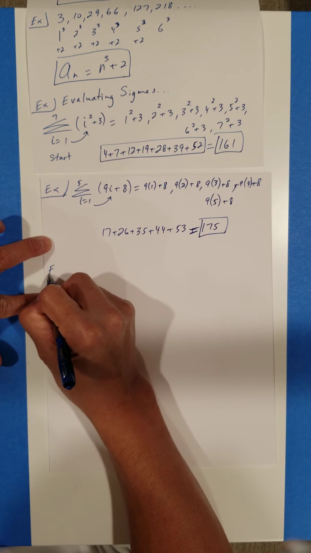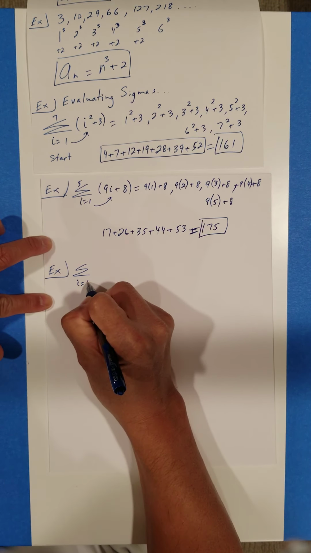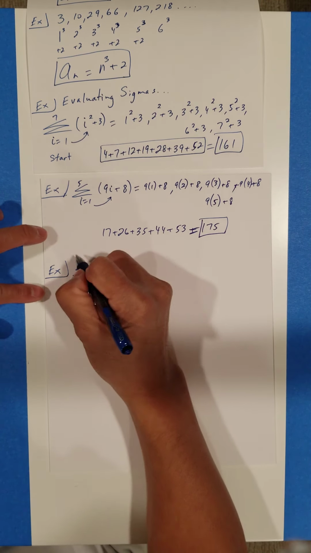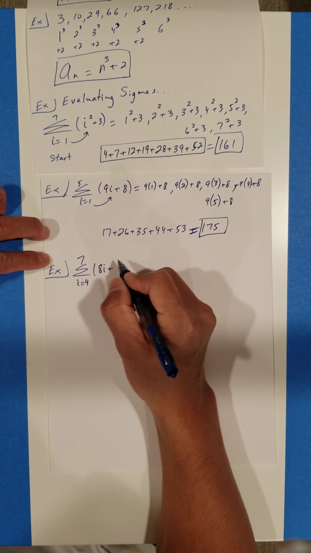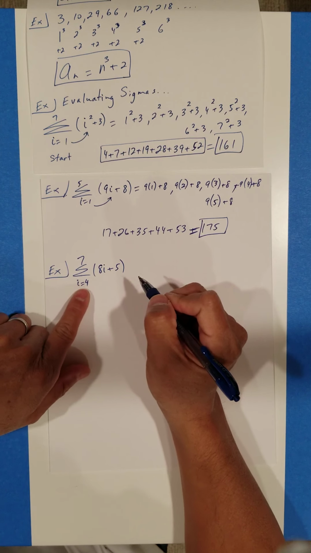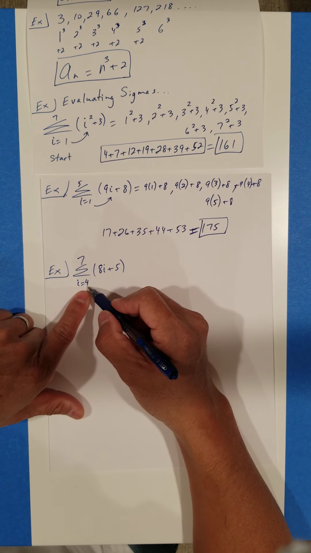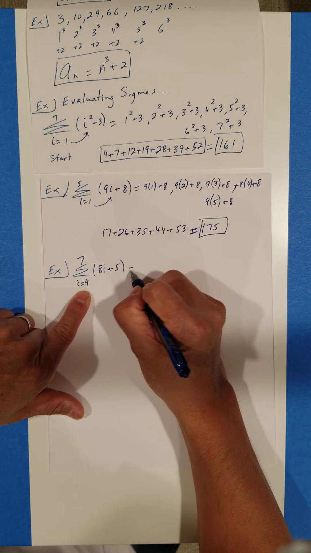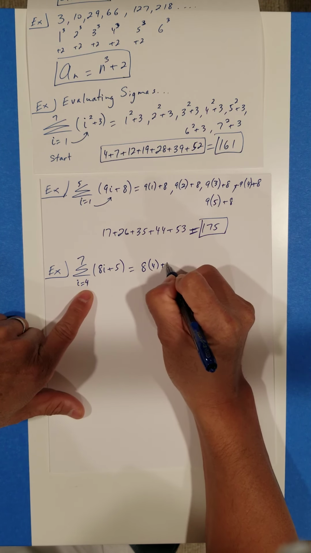Okay, so earlier, remember I told you, you don't necessarily have to start with 1. So let's say they start with 4: the sigma from 4 to 7 of 8i plus 5. See, this is called an index. It generally starts at 1, but it doesn't have to start at 1. No big deal. So I start here with 8 times 4 plus 5.